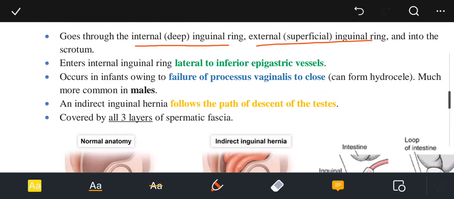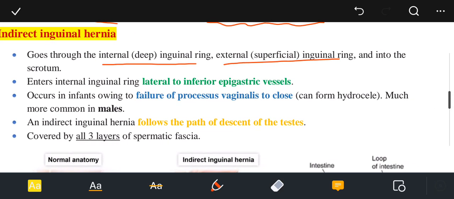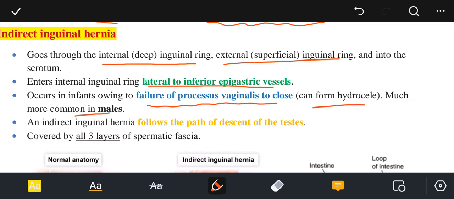Coming back to the discussion, the indirect hernia descends lateral to the inferior epigastric vessels. It occurs in infants owing to the failure of the processus vaginalis to close. They can form hydrocele, which is much more common in males. For some reason, hydrocele formation or indirect inguinal hernia is much more common in males, and the indirect inguinal hernia follows the path of descent of the testis. It is covered by all three layers of spermatic fascia.